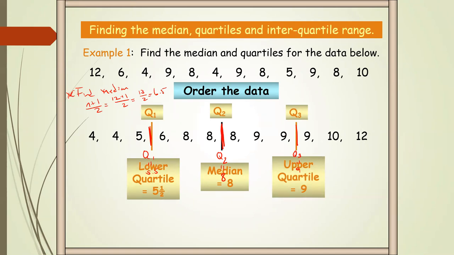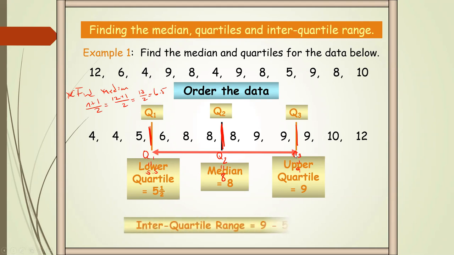The next thing we want to calculate from this is what's called the interquartile range. That's this red bar here. That's the range from this number to this number. So this interquartile range is just Q3 minus Q1, so 9 minus 5.5 gets you 3.5. So that's just the range of the middle 50% of data. And that's it right there.